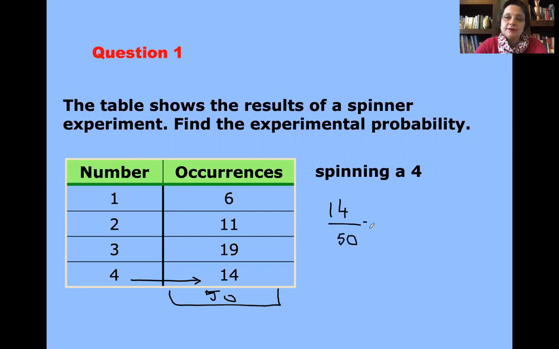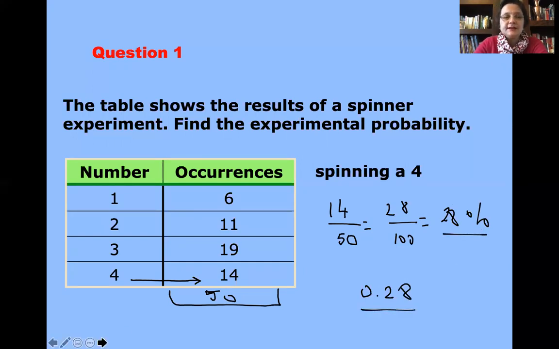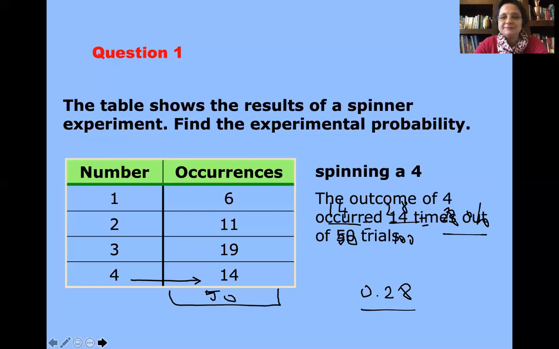You can express this as a decimal or as a percentage. As a percentage, if you want to change this to over 100, it's going to be 28%, or 0.28. So you can express the answer as a decimal number or as a percentage. Let's have a look at another example.